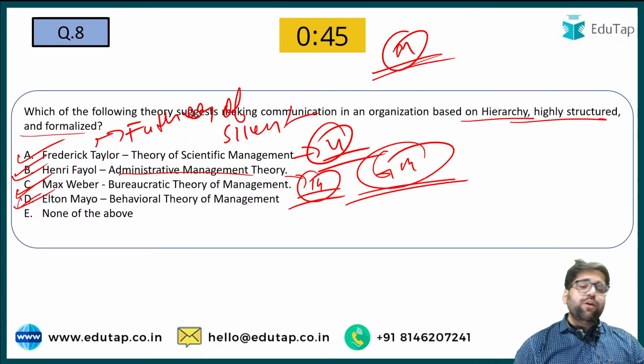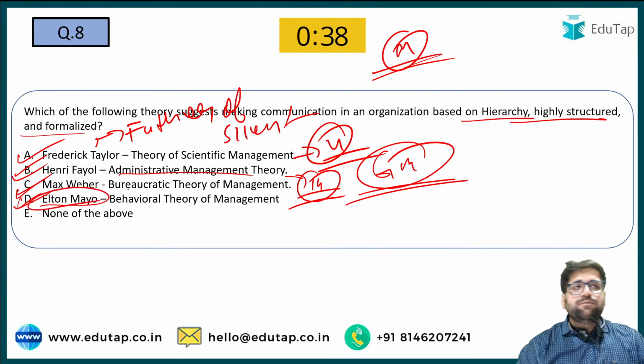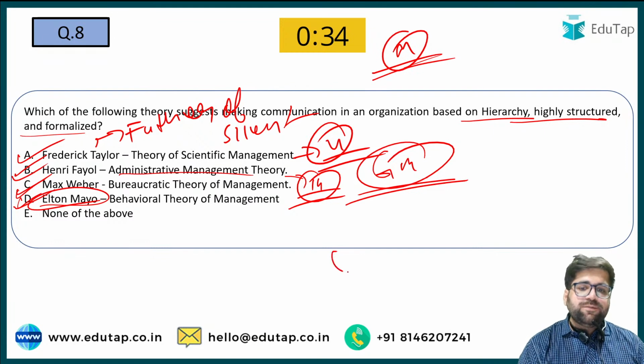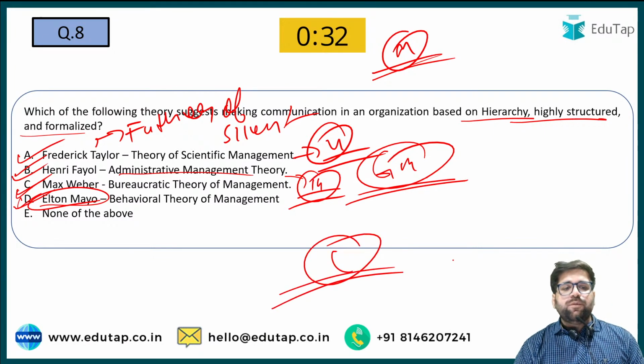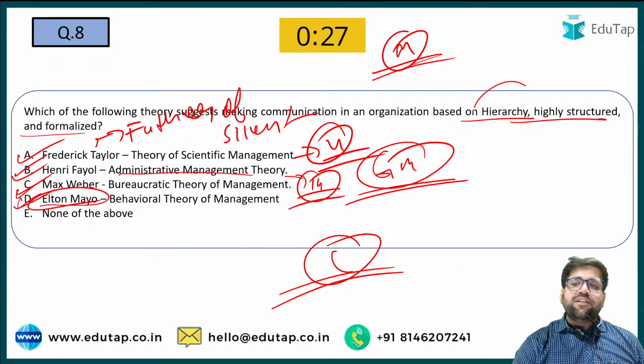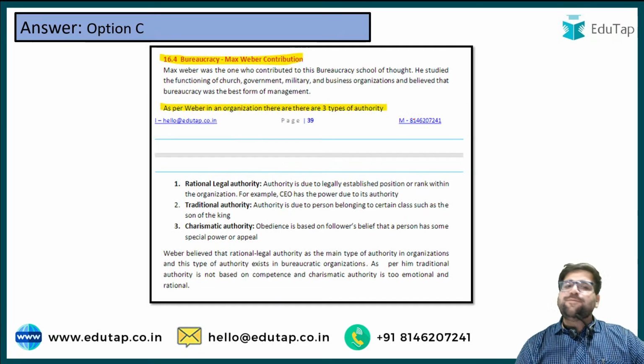Elton Mayo is very famous for the Hawthorne experiments, which were conducted in Chicago, USA. Under Elton Mayo, we understand how social belongingness needs work. So the correct answer to this particular question will be C. Max Weber is the one person who has given the bureaucratic leadership style as well. So you know that it is based on hierarchy, highly structured and formalized. A very easy question, nothing much to worry about.